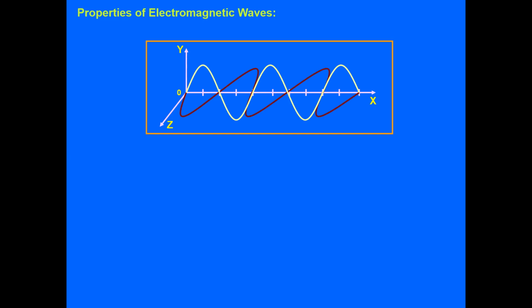So here you see the electric field is varying with x along the y direction. That means the electric field oscillates in the xy plane, whereas the magnetic field varies in the xz plane.